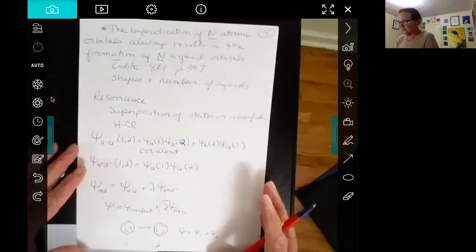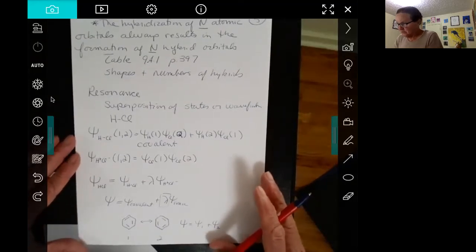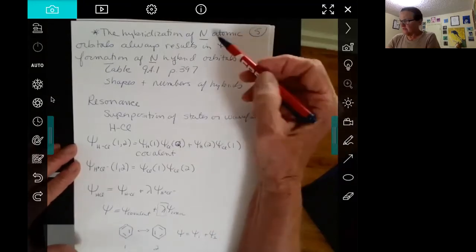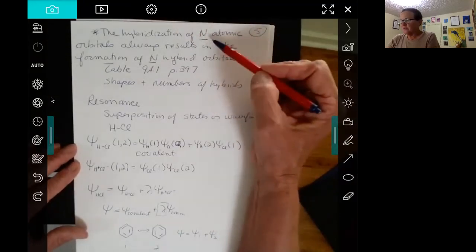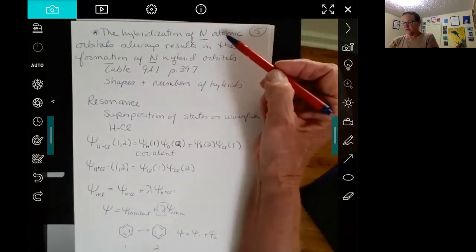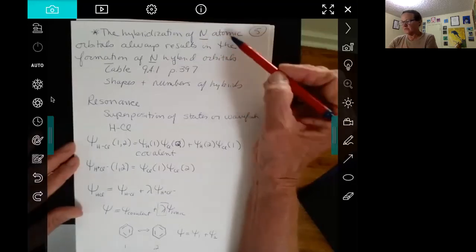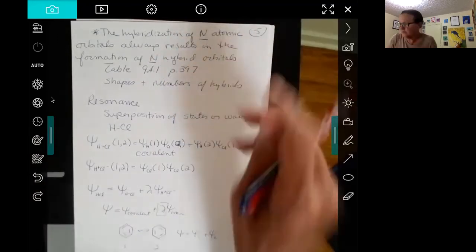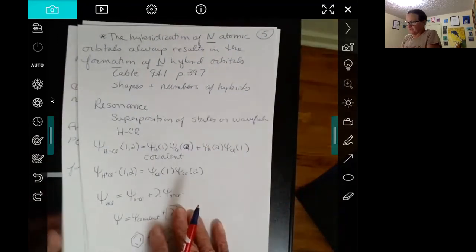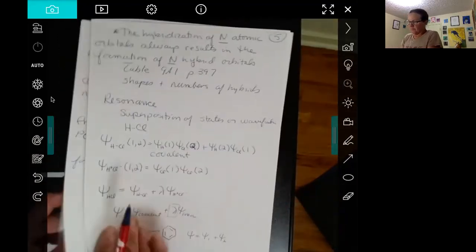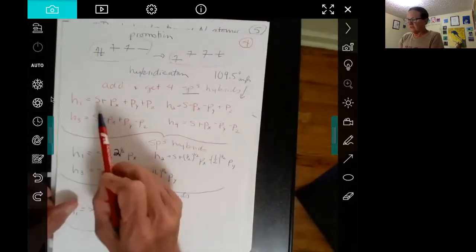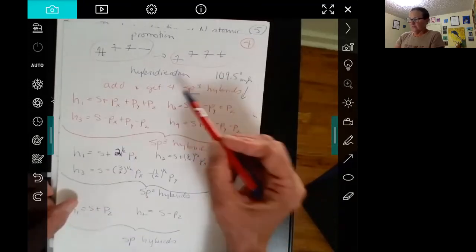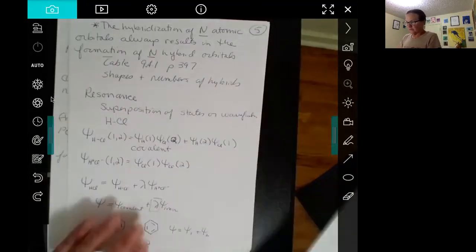The hybridization of N atomic orbitals always results in the formation of that many hybrid orbitals. So if you take 1 S and 3 P's, you have 4, N equals 4 for the number of atomic orbitals. It will always result in forming 4 hybrid orbitals. So for the sp3s, there are 1, 2, 3, 4 atomic orbitals added, and we end up with 4 sp3 hybrid orbitals.